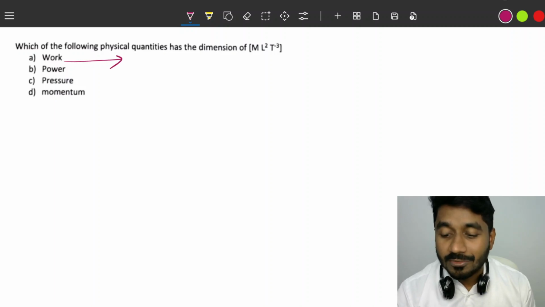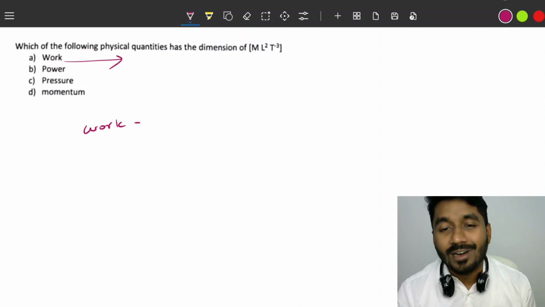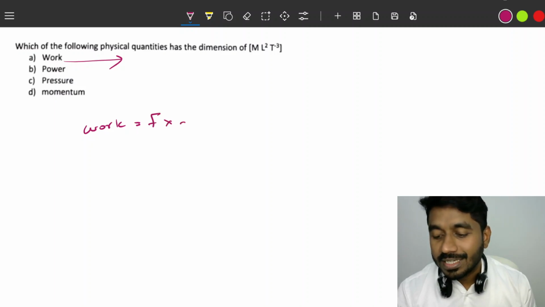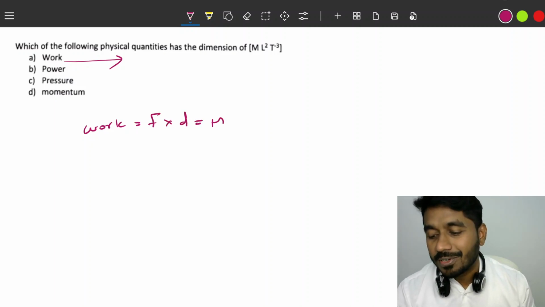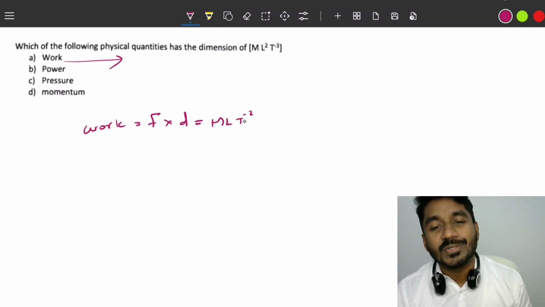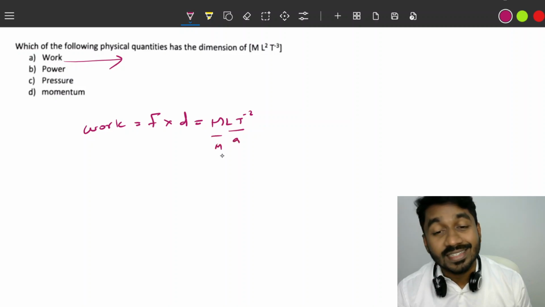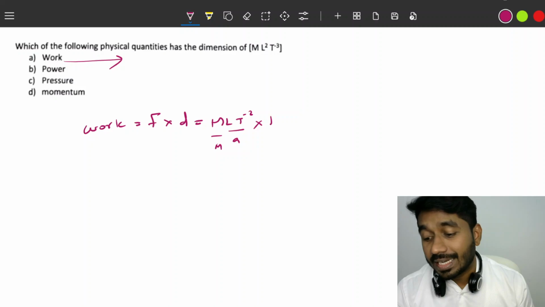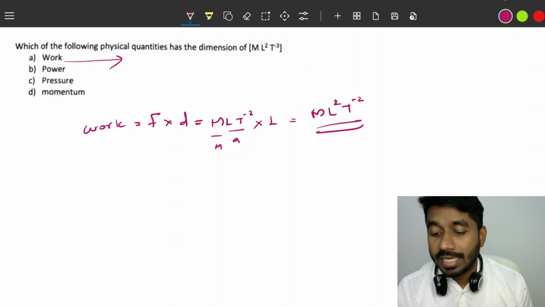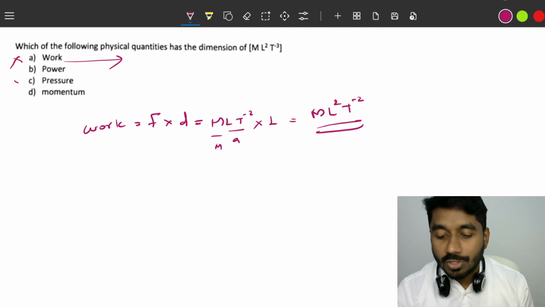So what is the dimension of work? Take it. Work equals force into displacement, right? What is force? ml t raised to minus 2, mass into acceleration, multiplied with distance, which is L. What is the answer? ml square t raised to minus 2. It's not the option.